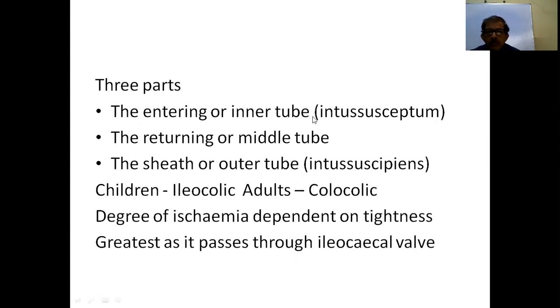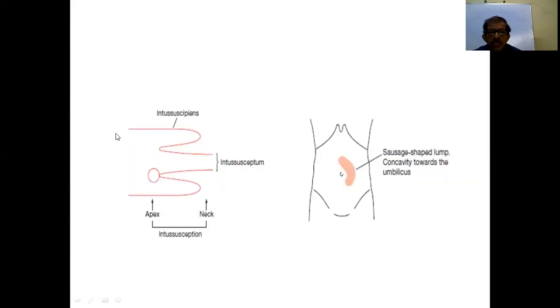So already you will be knowing that the inner tube or entering tube is the intussusceptum. There is a middle tube. There is an outer tube that is called the intussuscipiens. Don't get confused with these two terms. So then in children, already you know, and for that matter, the commonest variety of intussusception is ileocolic. So this is the outer tube, intussuscipiens. This is the inner tube, intussusceptum. This is the middle tube. So already we have discussed that there is a sausage-shaped lump, and this is empty.